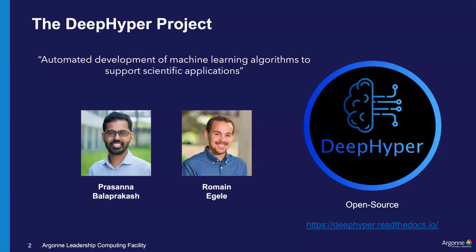So the DeepHyper project started in 2018 with Prasanna Balaprakash, computer scientist at Argonne, and the goal of this project is to automate the development of machine learning algorithms to support scientific applications at Argonne. This project is open source, and here is a link to the documentation.